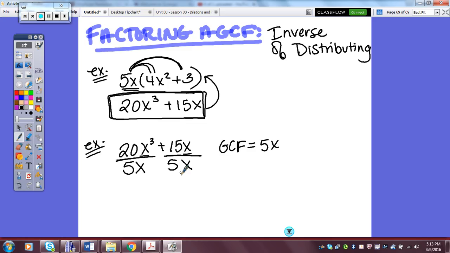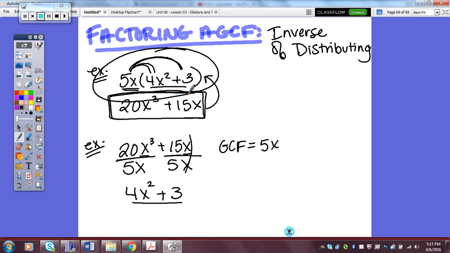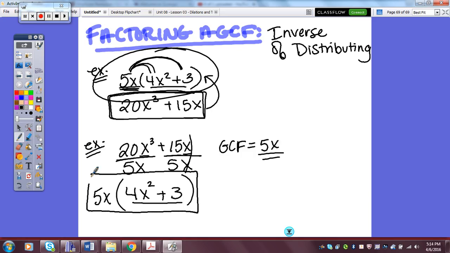Now I clean up my pieces. 20x cubed over 5x is 4x squared. 15x over 5x is 3, and my x's cross out. Look at this right now. Where do you see 4x squared plus 3 in the problem above? Notice it's in the parentheses. Now notice your GCF, 5x. Where is that in your problem? Oh, it's on the outside of my parentheses. So my GCF always gets written on the outside, and what I divided by gets written on the inside.